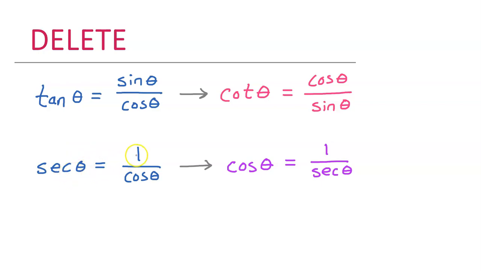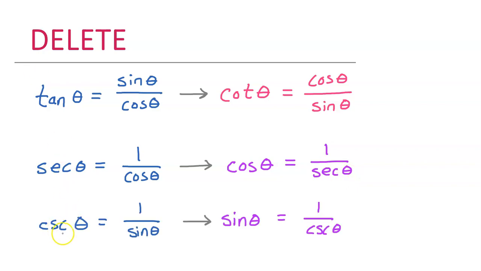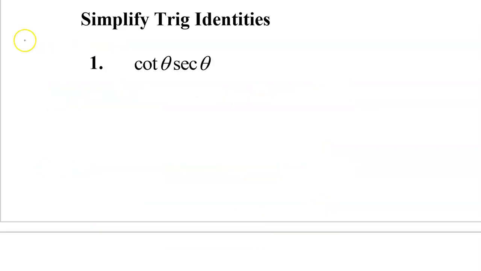However, if secant is the reciprocal of cosine, that means that cosine is also the reciprocal of secant, so cosine can always be rewritten as 1 over secant. Similarly, cosecant is the reciprocal of sine, which means that sine is also the reciprocal of cosecant. Our number one strategy for simplifying trig expressions is to rewrite everything in terms of sine and cosine.